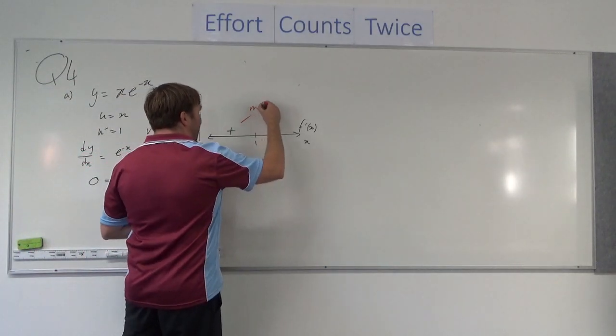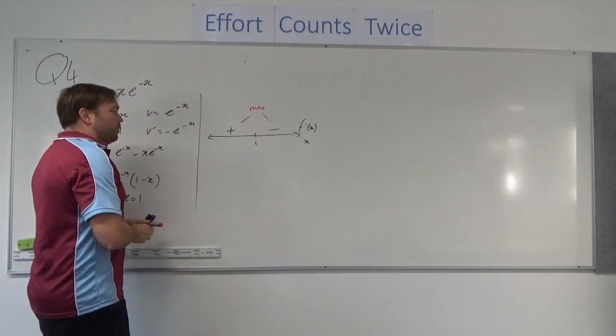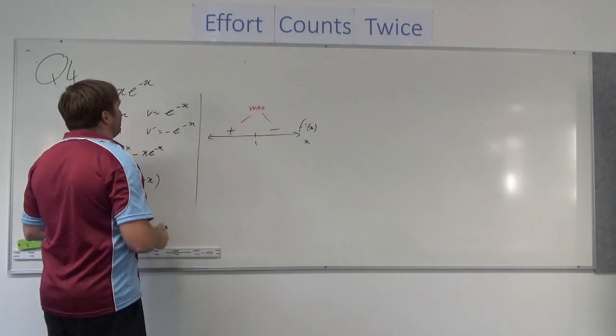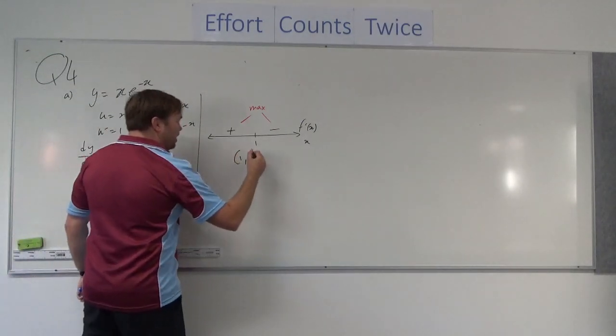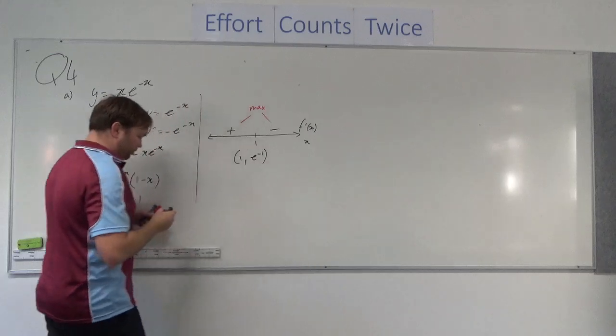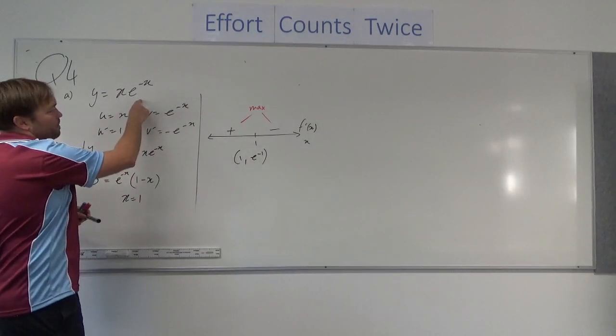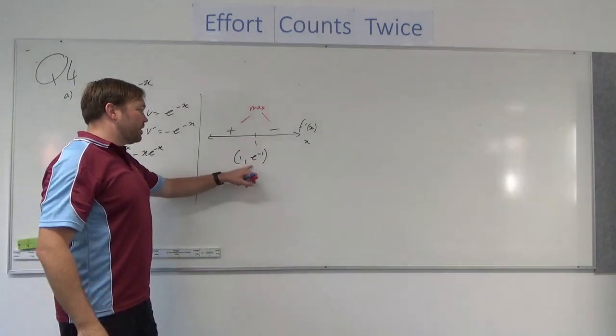There is a local max when x is 1, and the coordinate therefore is 1, e to the minus 1. So that will be the local max point.